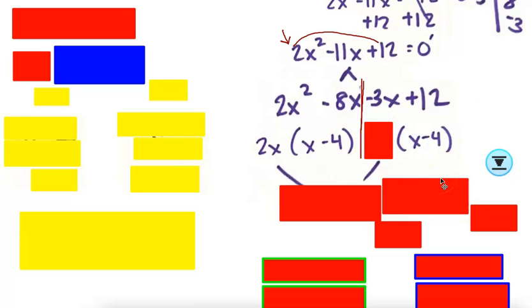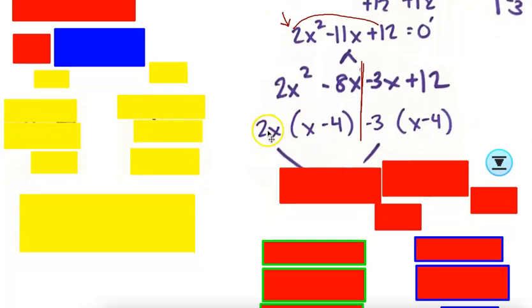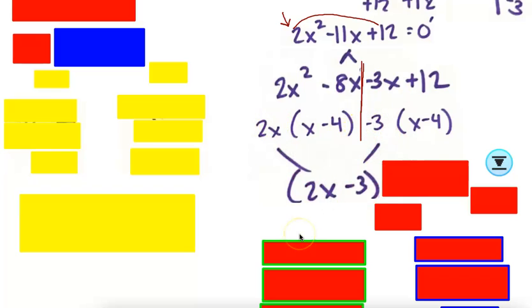It has to repeat. Then I'm going to ask, what times an x will get me to a negative 3x, or what times a negative 4 will get you to a 12. You can also divide 12 by negative 4 to get negative 3 if you are stuck. Your last step is to take your 2 greatest common factors and combine them in one parenthesis.